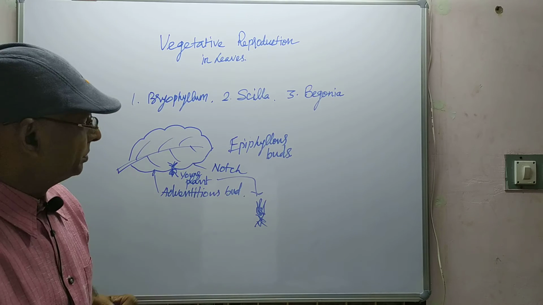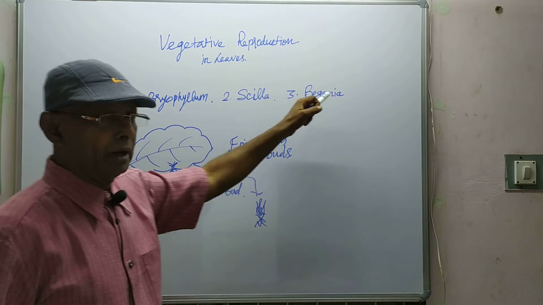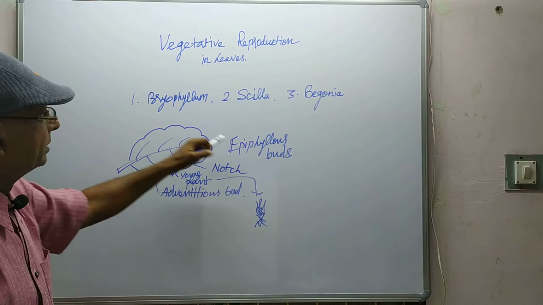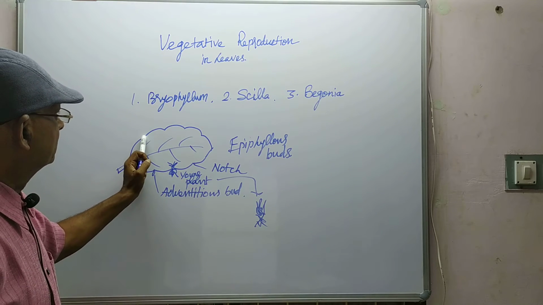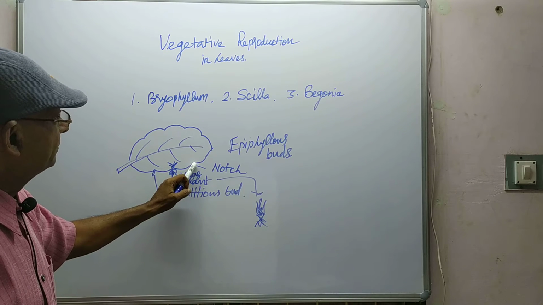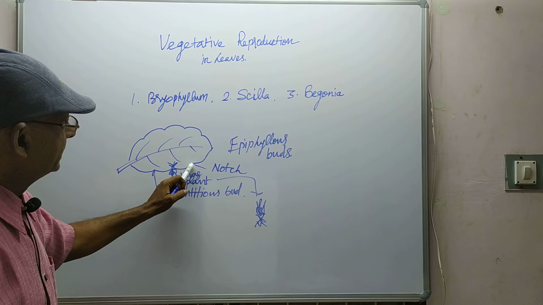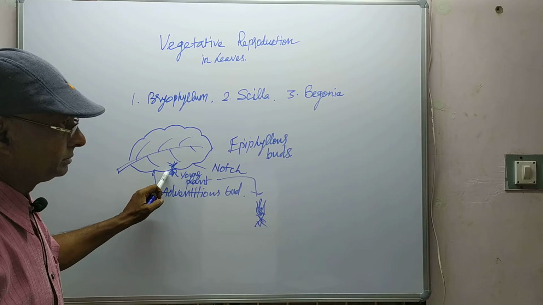The epiphyllous buds can be seen in Bryophyllum, in Scilla, and also in Begonia. In Bryophyllum, the epiphyllous buds are produced on the notches of the leaf. This is the notches of the leaf. From the notches of the leaf, a bud may be produced, that bud is called an epiphyllous bud that grows into a new plant.